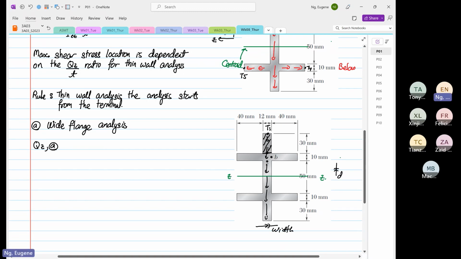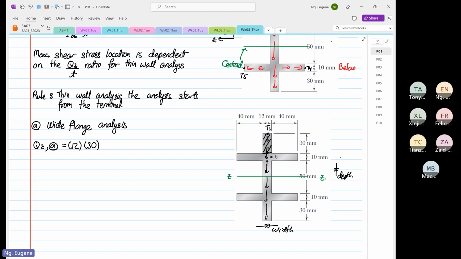This is usually my depth. Okay. So the width is 12. The depth is 30. And then we have to make up for the Y bar. So this is the width, depth. The Y bar will be equal to 25 plus 10, right? 25 plus 10 plus by 30 divided by 2.